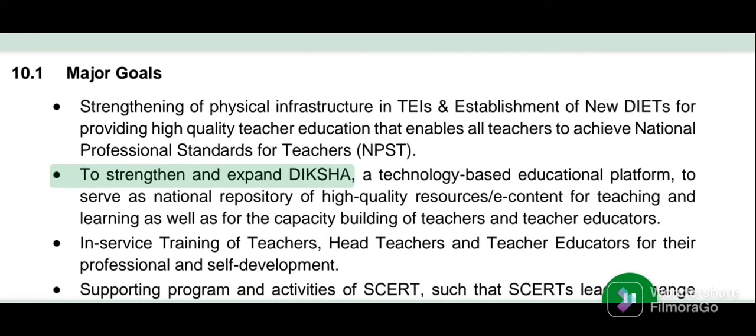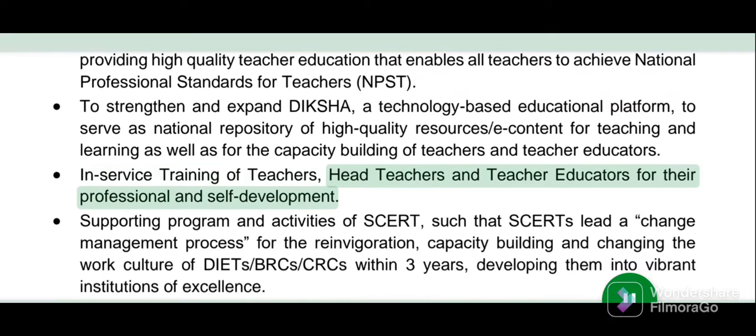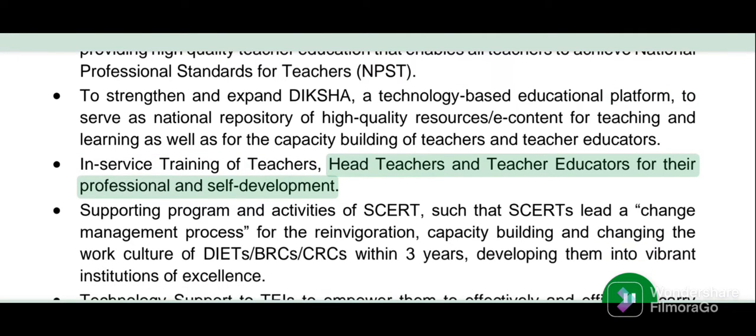To strengthen and expand Diksha, a technology-based educational platform, to serve as national repository of high-quality resources content for teaching and learning as well as for the capacity building of teachers and teacher educators. In-service training of teachers, head teachers and teacher educators for their professional and self-development.